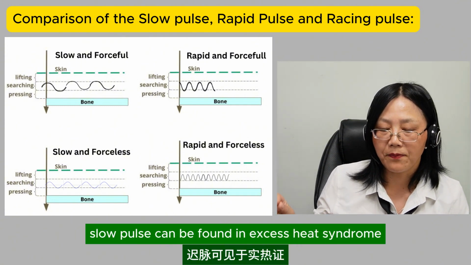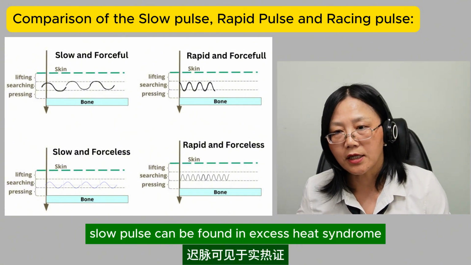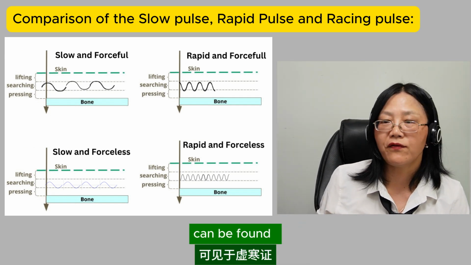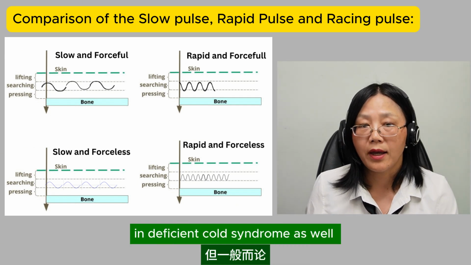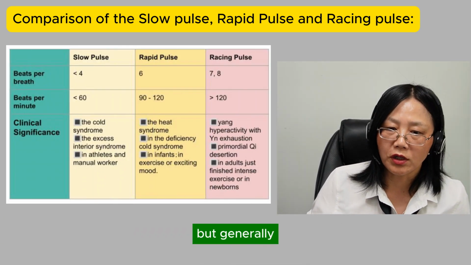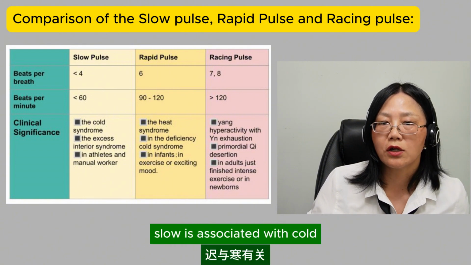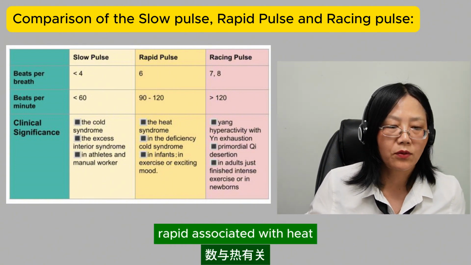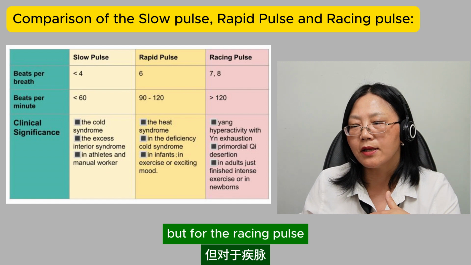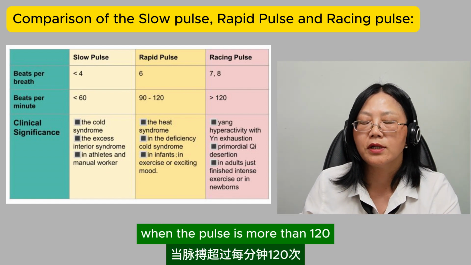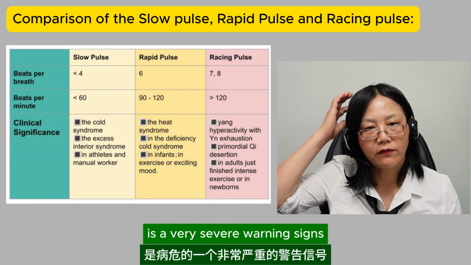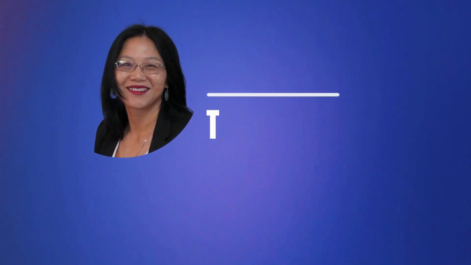Slow pulse can be found in excess heat syndrome, and the rapid pulse can be found in a deficient cold syndrome as well. But generally, slow associated with cold, rapid associated with heat. For the racing pulse, when the pulse is more than 120, it's a very severe warning sign.